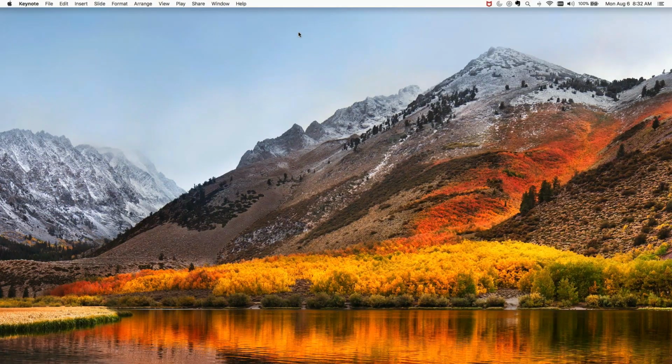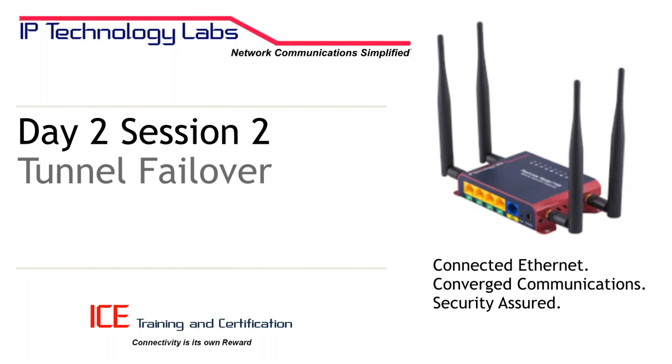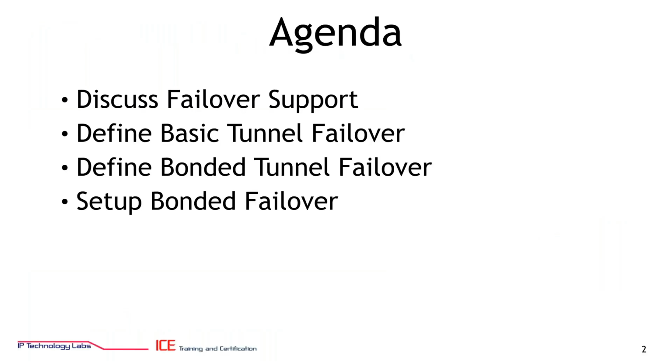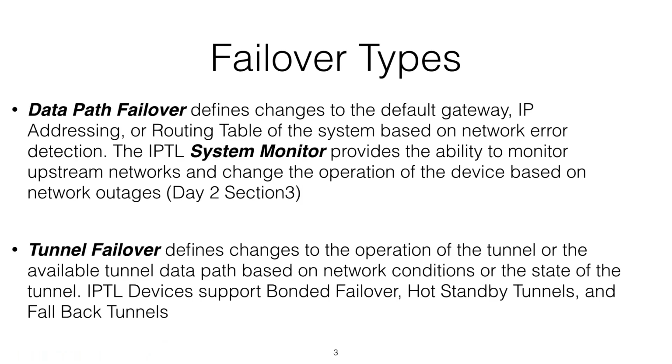So now we are going to move on to section 2. Section 2, we're going to start getting into failover capabilities within the devices. So we're going to talk about the different failover support, define the basic tunnel failover, and we're going to talk through the bonded tunnel failover. And we're going to have some examples of setting up a very simple bonded failover between two different tunnels.